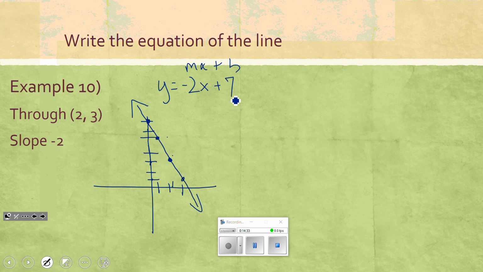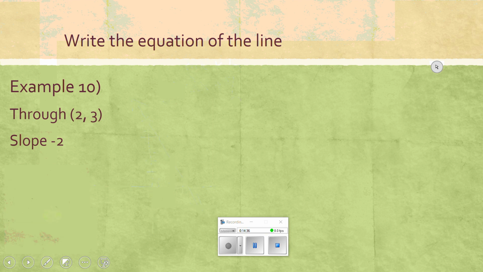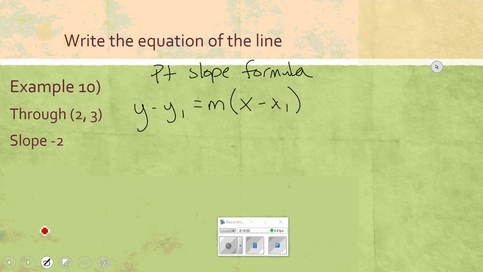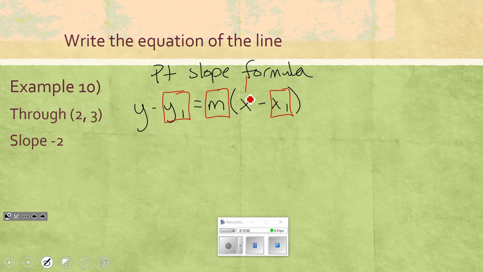Okay? There is a formula, and it's called the point slope formula. If you would like to write this down, that you can use: y minus y sub 1 equals m times the quantity of x minus x sub 1. Okay? So we're going to plug in right here. We're going to plug in our slope, and then we're going to plug in the x and y coordinates. This x and this y are going to stay x and y.